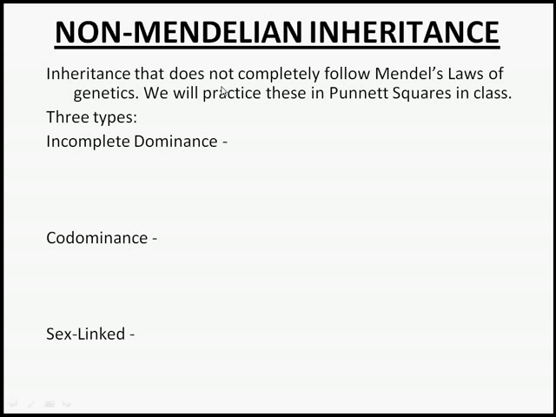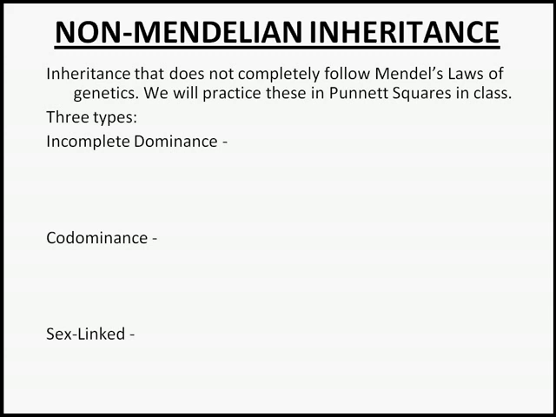The first one is incomplete dominance. To give you an example of what this would be like for Mendel's pea plants, this would have been like taking a short plant and a tall plant, and instead of getting all tall plants in the first offspring generation, the F1s, incomplete dominance would create medium-sized plants. So again, this would have been really tough for Mendel to figure out.